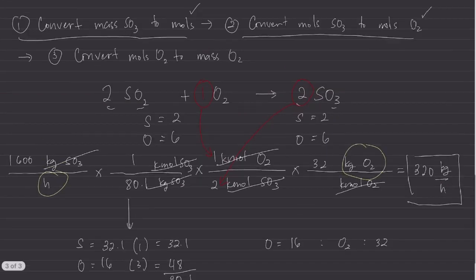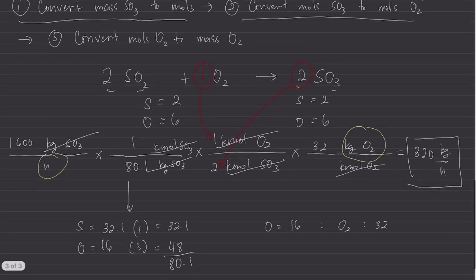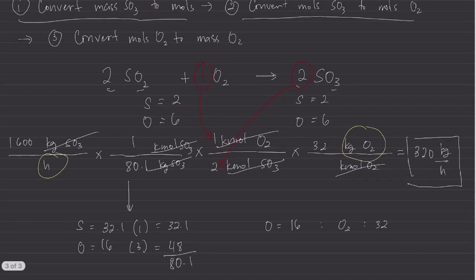So, what we learned in this example is that para magkaroon ka ng 1,600 kilograms na SO3, you will need about 320 kilograms per hour na oxygen gas.